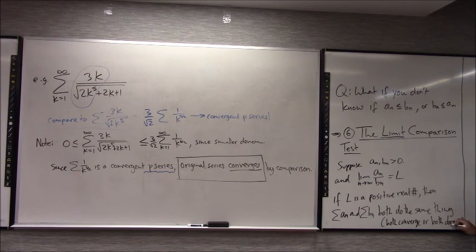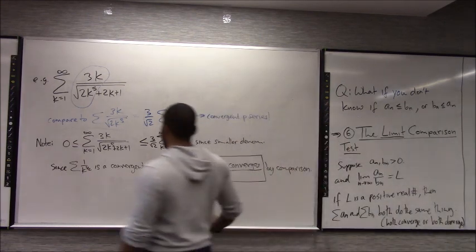So if I know for a fact, for example, that b_n diverges, it would also mean that a_n diverges. Or if I know for a fact that b_n converges, it would also mean that a_n converges, provided that this limit gives me a positive real number answer. This is called the limit comparison test.